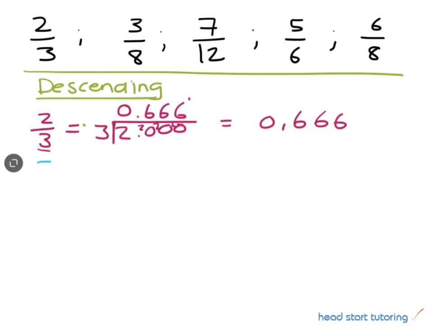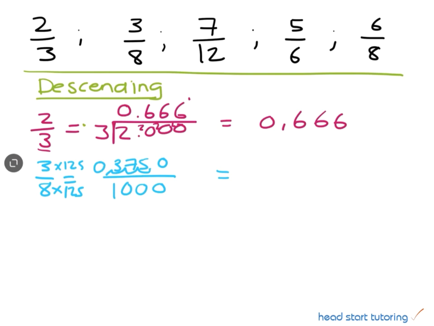Let's then have a look at our 3/8. 3/8 we can actually get into an equivalent fraction out of 1,000 by multiplying our 8 by 125. So we multiply our 3 by 125. We end up with 375 over 1,000, which is equal to 375.0 divided by 1,000. So we bring in 1, 2, 3 decimal places, put in our placeholders, and we've got 0.375.